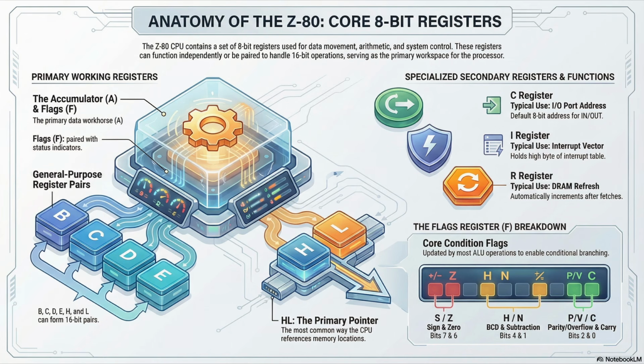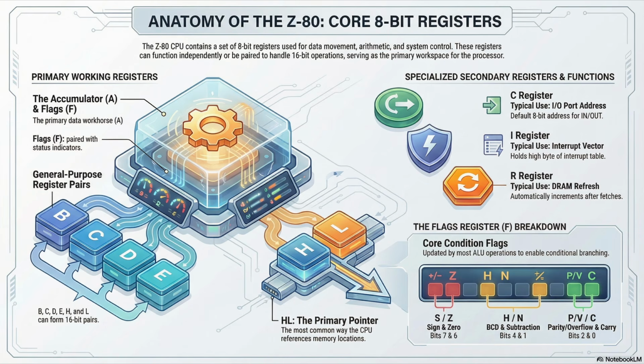HL. Again, general purpose registers, often used as a 16-bit HL pair, often described as the pointer register. The HL addressing mode is the most common way to reference memory. Next, we have the interrupt vector register, which holds the high byte of the interrupt vector table address. This is not part of any 16-bit pair, and is read-writable only via special instructions.